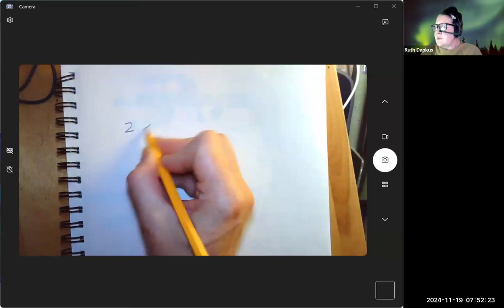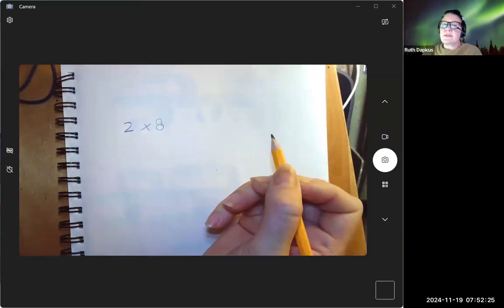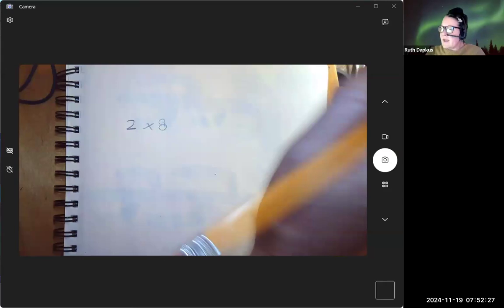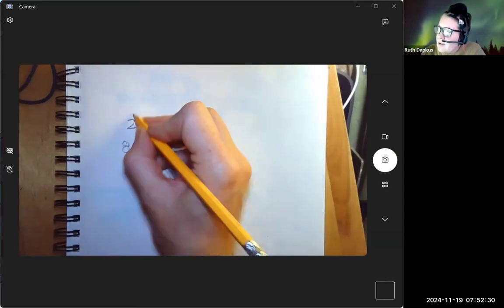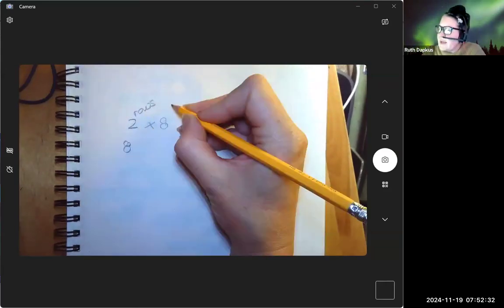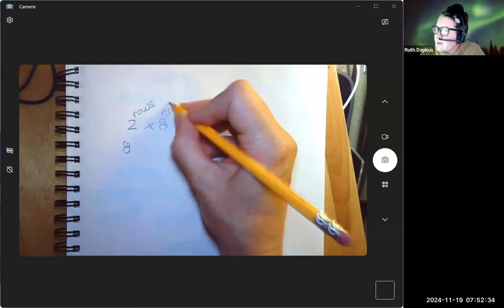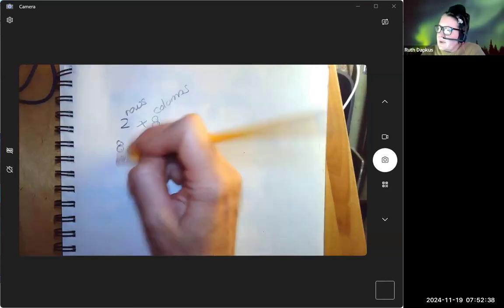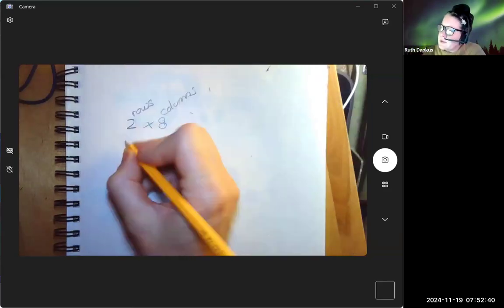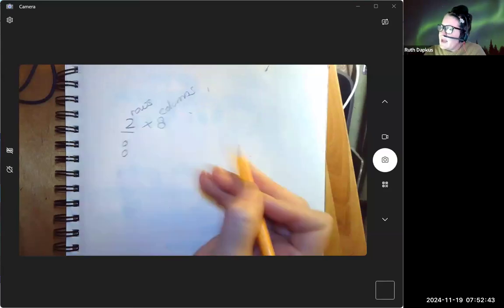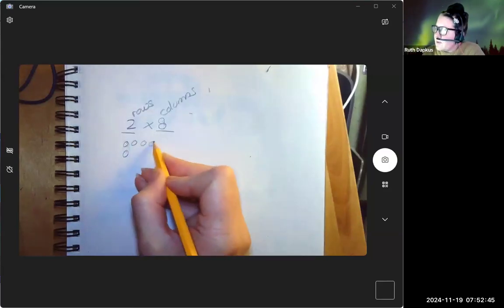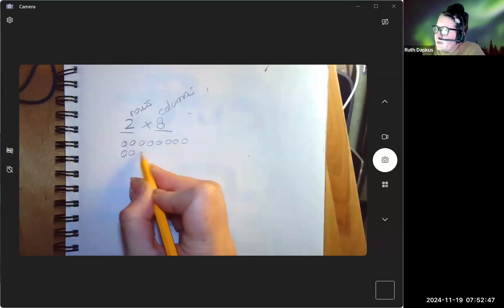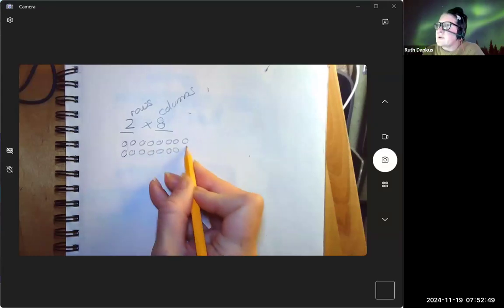If we had the problem 2 times 8, right? Well, that's easy breezy. We can draw an array for that. We can draw a 2 by 8 array, rows, columns, right? That's easy to draw. So if we have 2 rows, with 8 in each row, we can show that and we can figure it out.